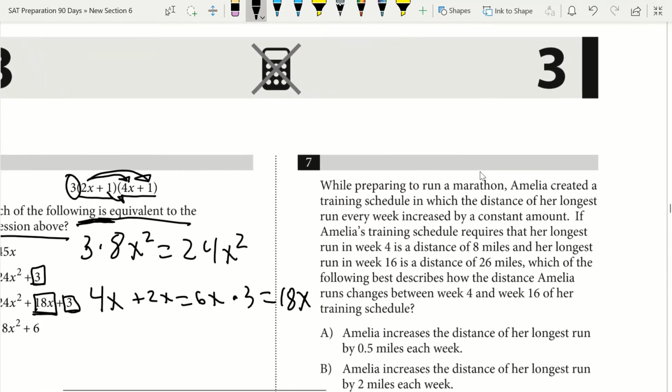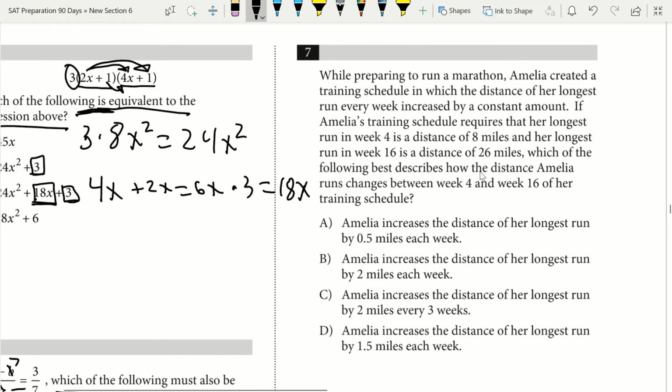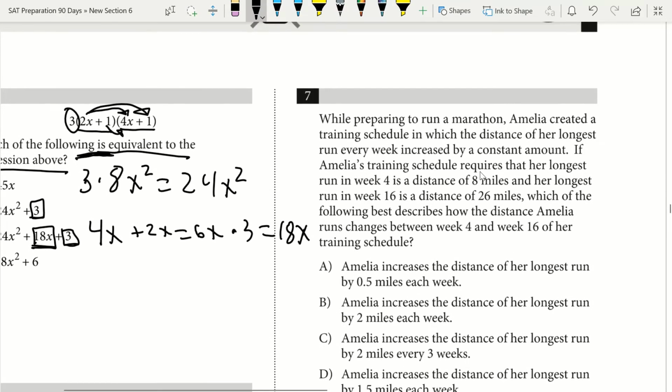All right, question 7. So we've got a big chunk of text here. As we go through, we want to make sure that we're underlining units, what variables are, any equations, things like that.